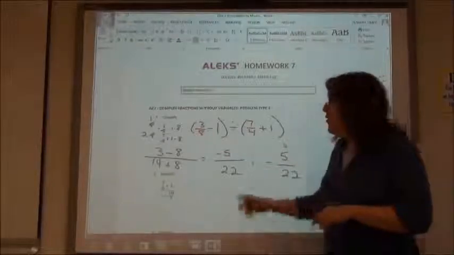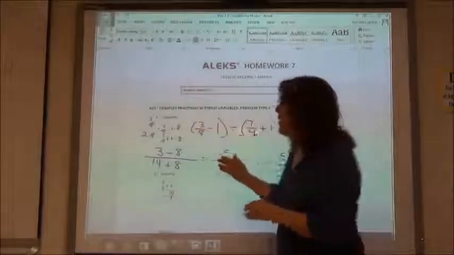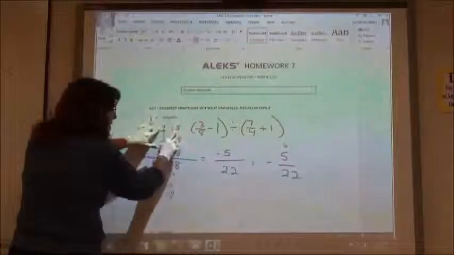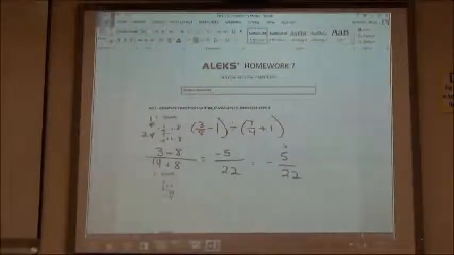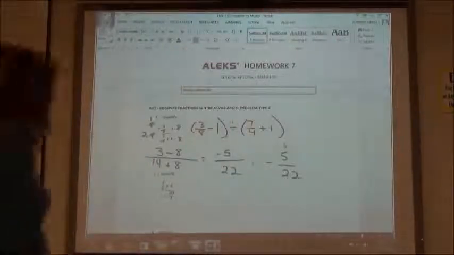The moral to the story is, because of the order of operations, we have to simplify this separately from this before we do our dividing, and to tell the calculator that, we put parentheses around it.